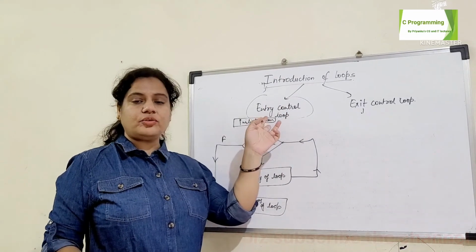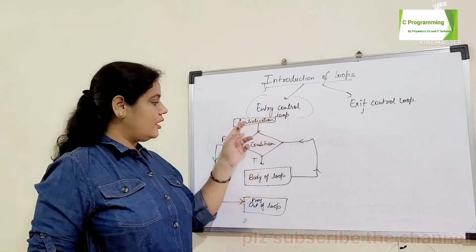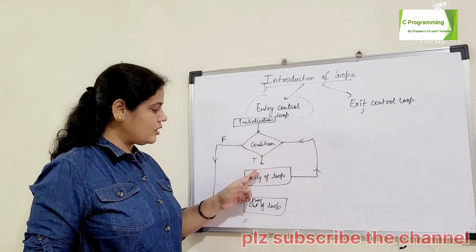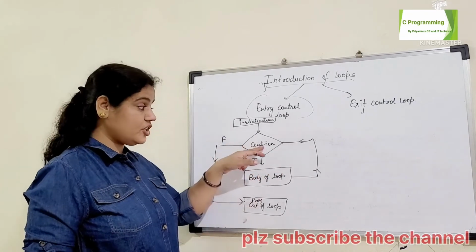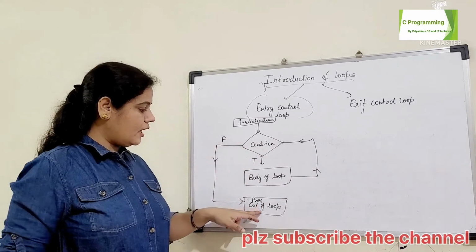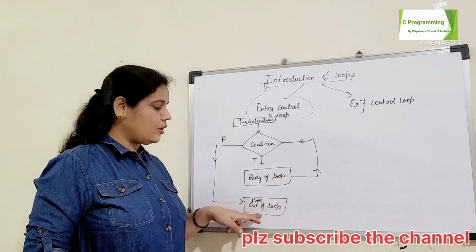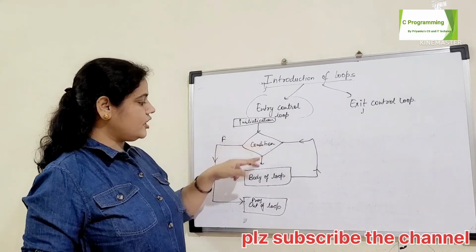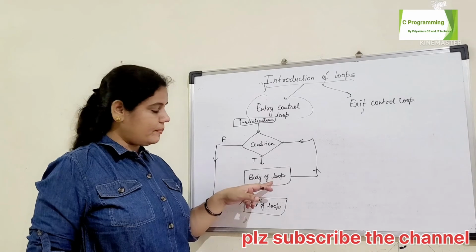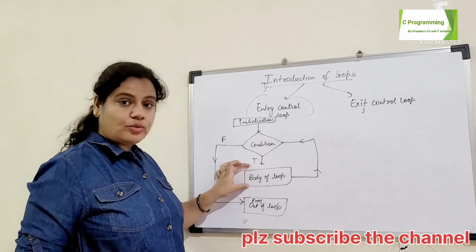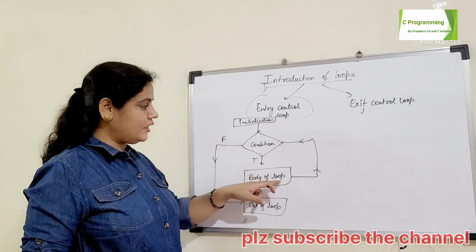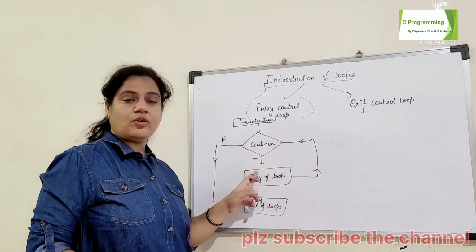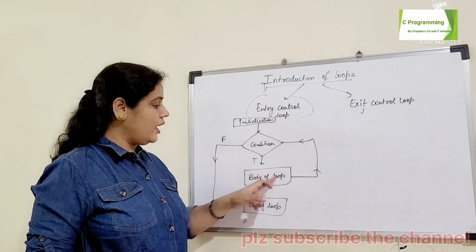Here you have to initialize the value, then you have to check the condition. If the condition is true, then it will go inside the body of the loop. If the condition is false, then it will come out and go to the program out of the loop, whatever the rest of the statements are. If the condition is true, it will execute the full body part of the loop and then again check the condition. If it is true, it will again go inside the body part of the loop, and so on.